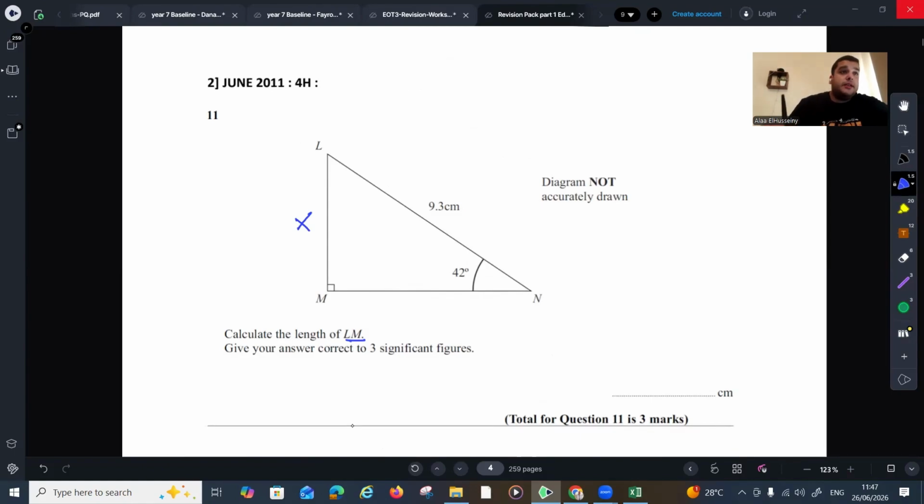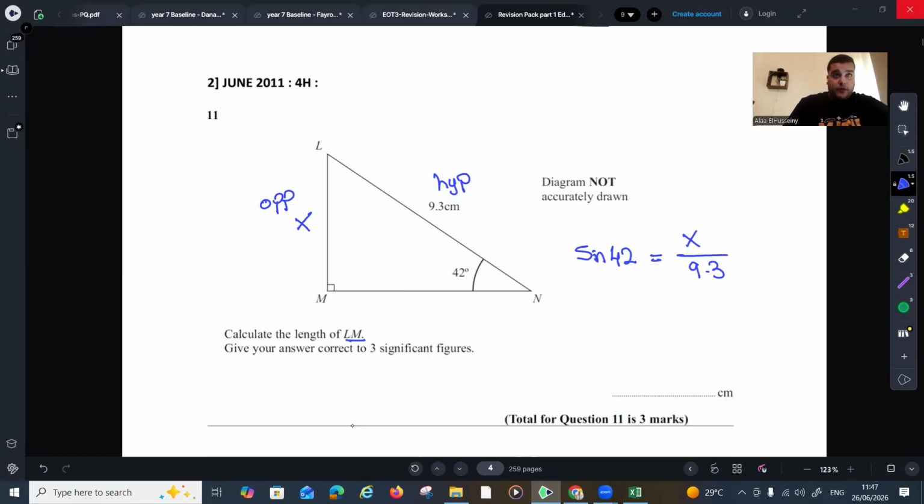So 9.3, that's the hypotenuse. Why? Because that's the longest side in the triangle. Okay? What about the x? Is it next to the 42 or opposite to the 42? It's opposite to the 42, so we name it the opposite. So sine the angle, which is 42 degrees, equals the opposite, which is x, over the hypotenuse, which is 9.3.